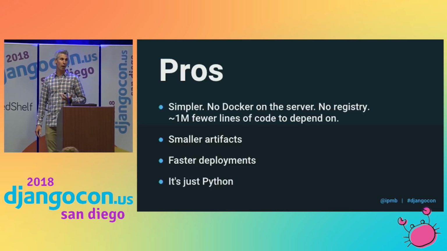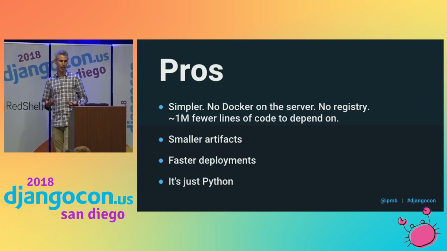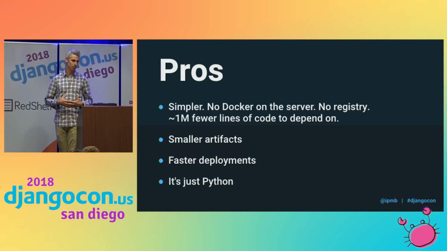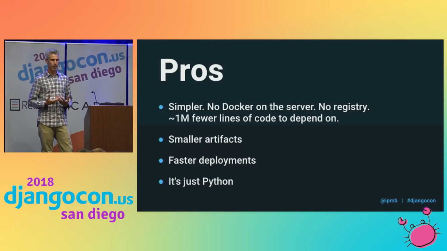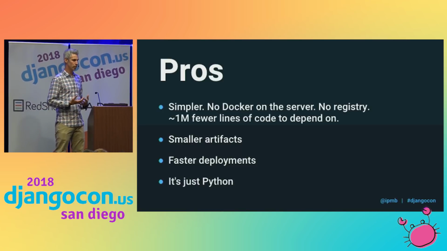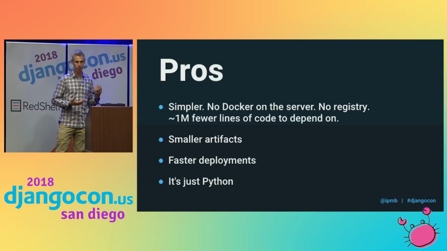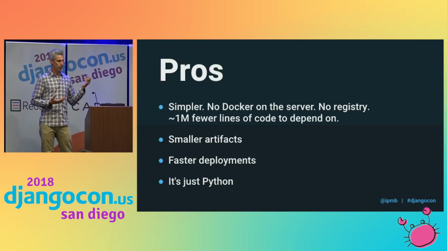And then finally, it's just Python. There's not a whole lot of magic going on here. There's not 1 million lines of Go code that you're depending on. So when things do break, you can look under the hood and figure it out. Shiv is a very simple project.